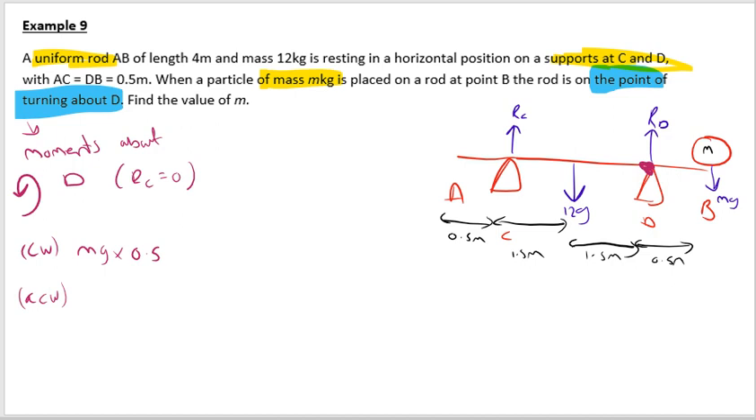And then anticlockwise, we've got this 12g multiplied by the distance of 1.5, and these are going to be equal since we're on the point of tilting, we're still in equilibrium. So we've got 0.5mg equals 1.5 times 12, 18g. The g's are effectively going to cancel out, so 0.5m equals 18, so m is going to equal 36 kilograms. You could, I suppose, leave it in terms of g, but this is nicer.